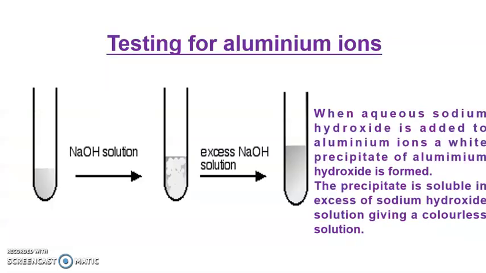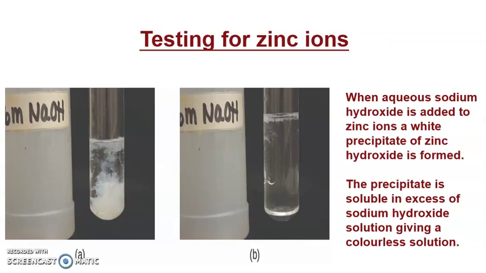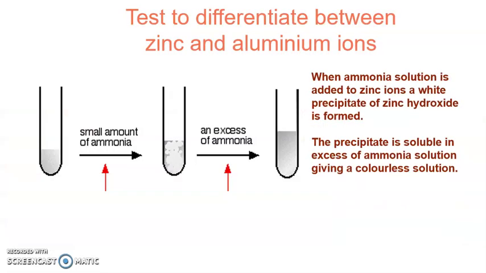Both zinc and aluminium ions form a colorless solution with excess sodium hydroxide. Then how do we differentiate between zinc and aluminium ions? The test is repeated again with ammonia solution.